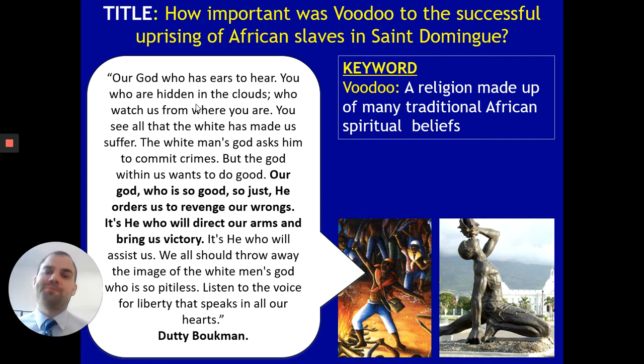Okay, so he says that they need to avenge the wrongs of the slave system. I think it's interesting that he says that he orders us to revenge our wrongs. And I think what he means by that is the fact that we have allowed ourselves to be enslaved on some level. And he's basically calling on their gods to give them victory against the whites in this slave uprising.